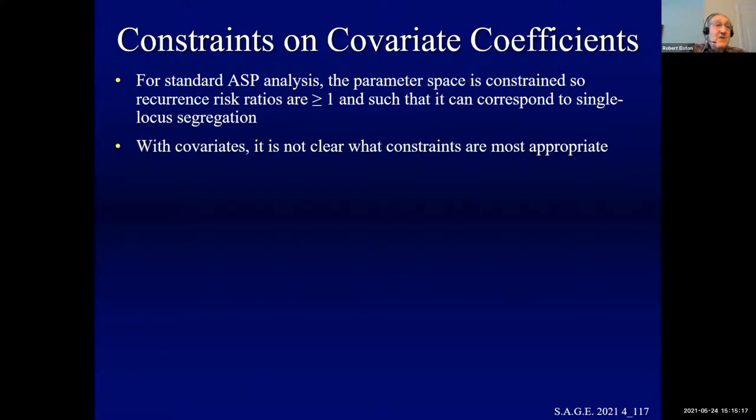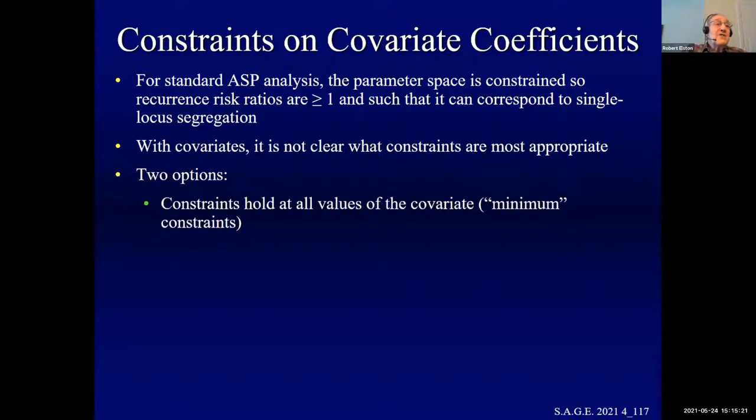You could say, if you want, there's two options. You could say the constraints hold for all values of the covariate. This is called the minimum constraints. This is perhaps a little extreme, because for some individuals, they may have values of the covariate so far out that your constraints are not representative of the sample.